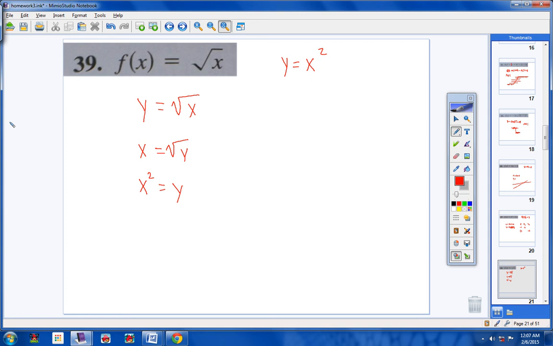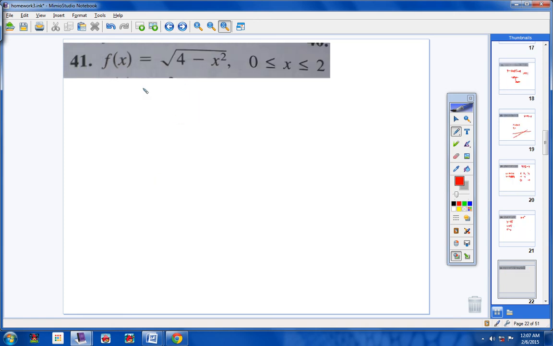For 39, I'm trying to see if they give you a domain. They really don't, that's fine. I'm not going to get into the nitpicky things. This is totally fine. Alright, number 41. Here's my y. y equals the square root of 4 minus x squared. Now, where the y is, I'm going to put an x, and where the x is, I'm going to put a y. I'm not worried about the domain. Because this is a square root, they're just saying that only certain numbers can go into the radical. That's all they're saying.